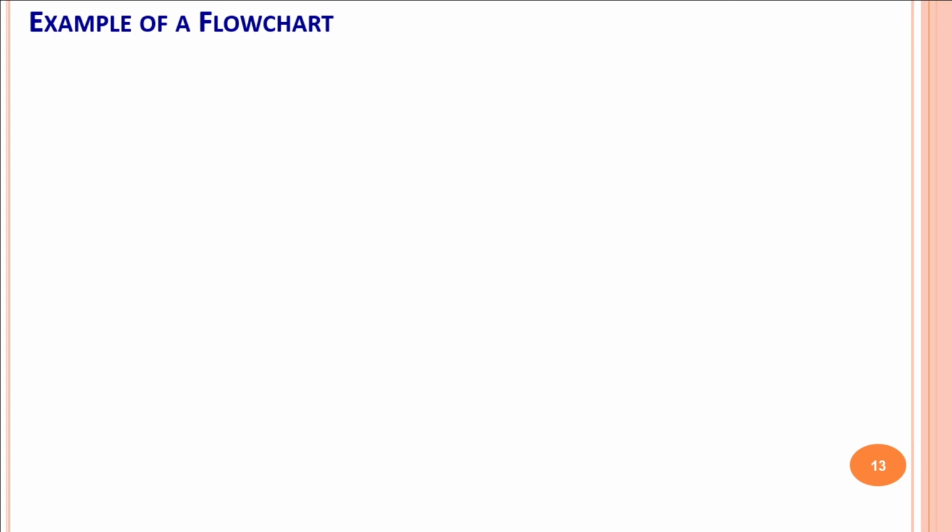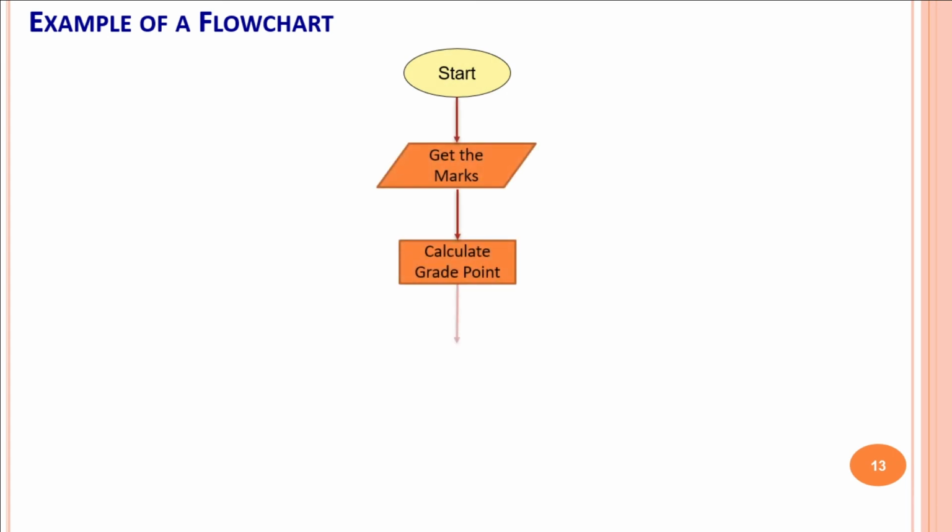An example of a flowchart I have already shown to you for converting the marks into grade. The same thing is repeated here. Start, get the marks, calculate grade point and display the result, and then stop. So with this we terminate our today's discussion. Next time we will look into the flowchart and obtaining various flowcharts.